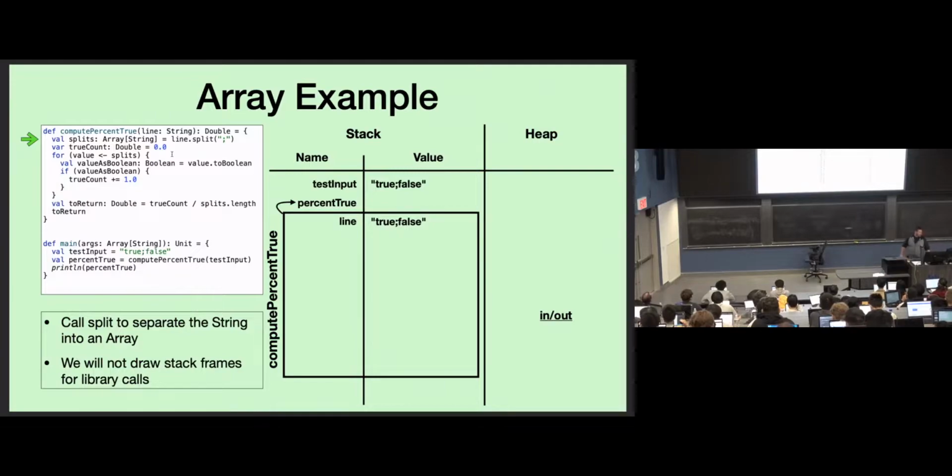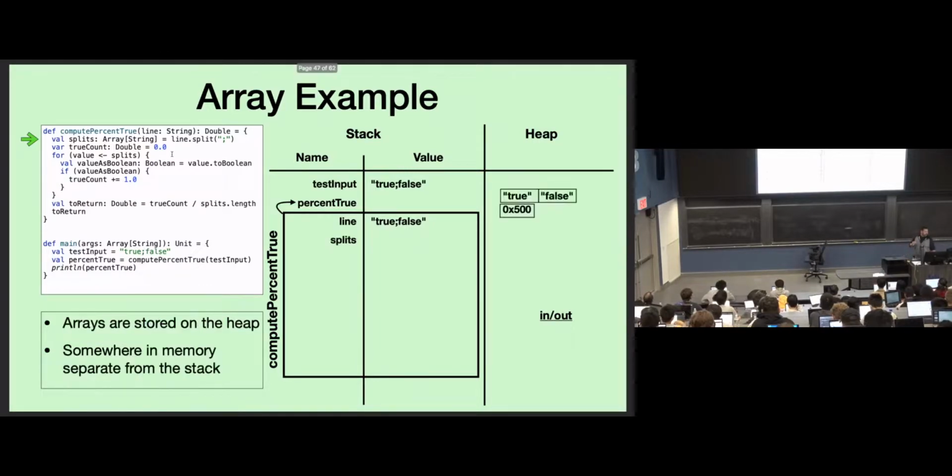So line.split is going to return an array, or a reference to an array. It has an array of true and false. So we're splitting on semicolons. We're looking at line, looking for semicolons. We find one, and we're going to separate the values true and false into separate values in an array. That array goes on the heap.